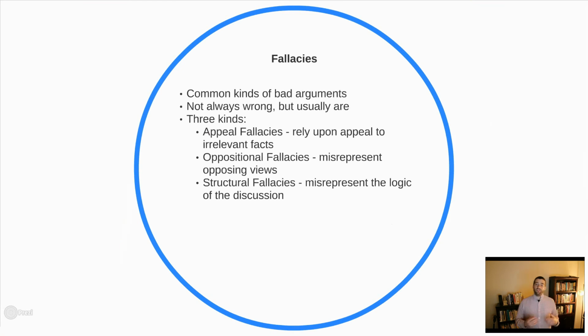Let's talk about the fallacies then. So fallacies are common kinds of bad arguments. Now, these are not going to always be wrong, but they are usually wrong. And we're going to go through three different kinds of fallacies. The first, the appeal fallacies, rely upon appeal to irrelevant facts. That is, they use an irrelevant set of facts as evidence for a conclusion that's just not related.